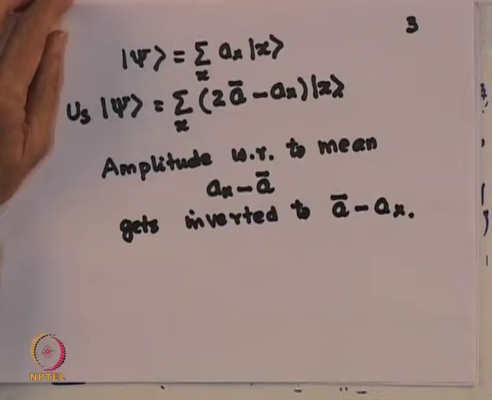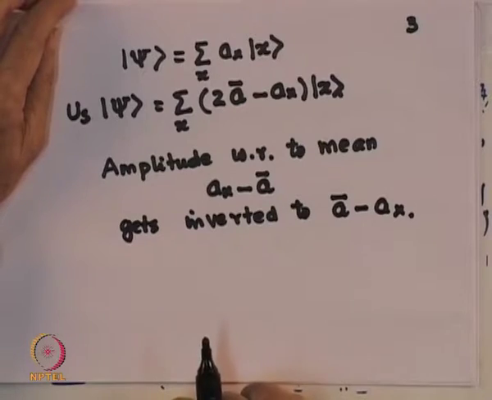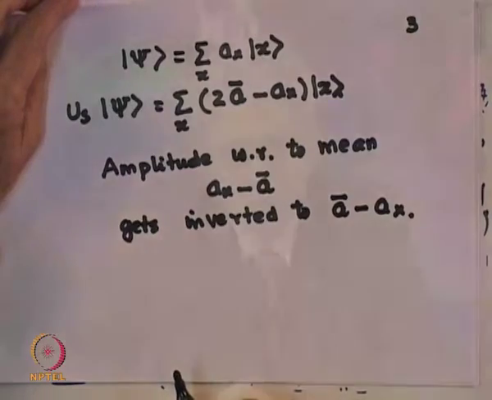Now this is a nice observation to make, that the amplitude with respect to the mean of an arbitrary state on application of US gets flipped or inverted. Now we will see the meaning, or what happens as a result of this.